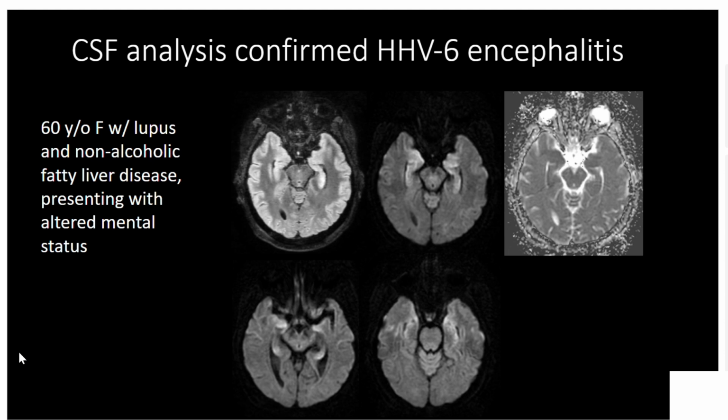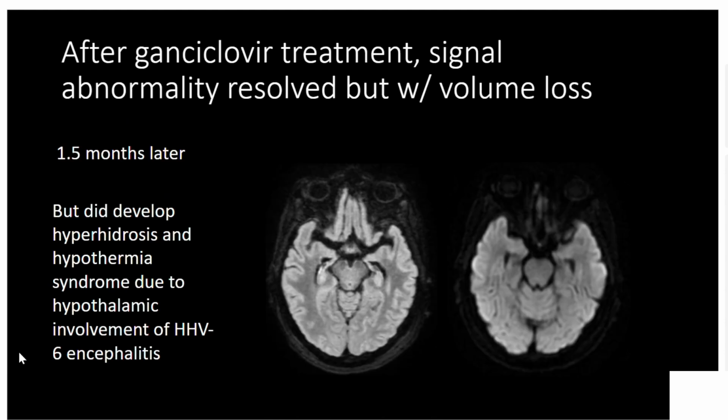The real process was in the medial temporal lobes, the hippocampi, the amygdala. So this was confirmed HHV6 encephalitis. And the other cortex that you can have involved, as in the case yesterday, is the insular cortex, the insula.